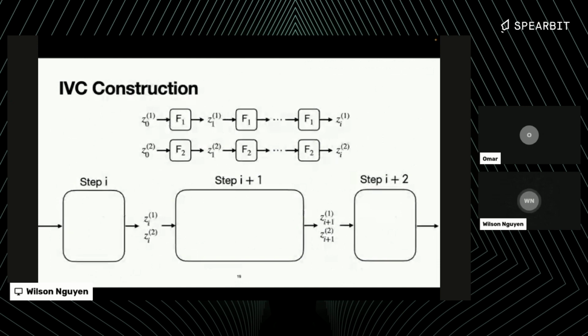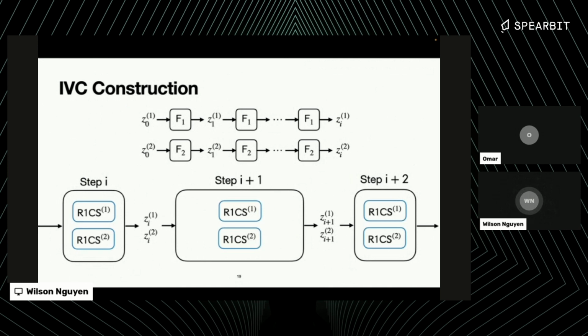So how is IVC actually constructed? At each step, our IVC prover would like to prove the execution of a pair of functions. Here I've labeled in these big boxes different steps of the IVC prover. Now at step I+1, we take in the pair of function inputs, and after this, we should output a pair of function outputs. And so in this step, the IVC prover will have to prove two executions.